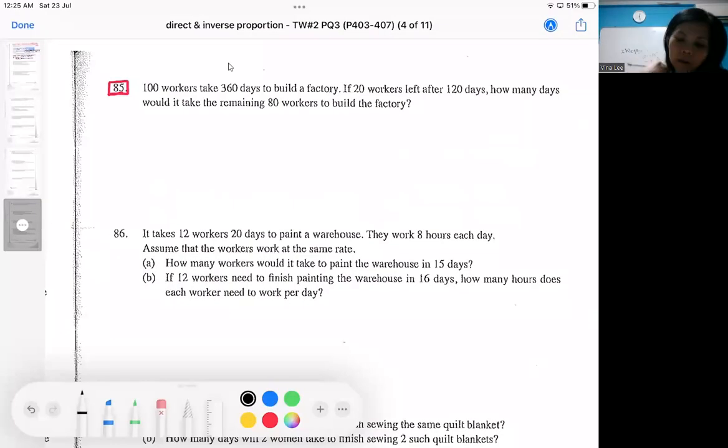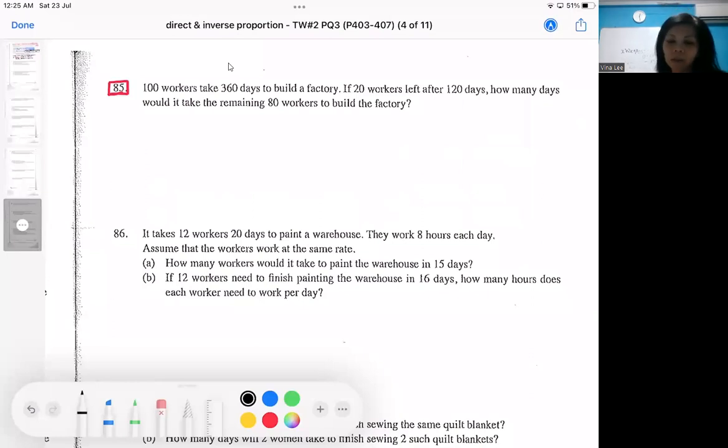So this is another real world context question, a very realistic one. 100 workers will take 360 days to build a factory. Then 20 workers left after 120 days, and I'm left with 80 workers. So now I've got fewer workers, so apparently they will take some time, maybe a little bit more, to finish off the job.